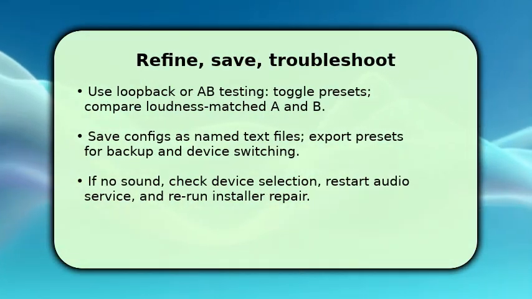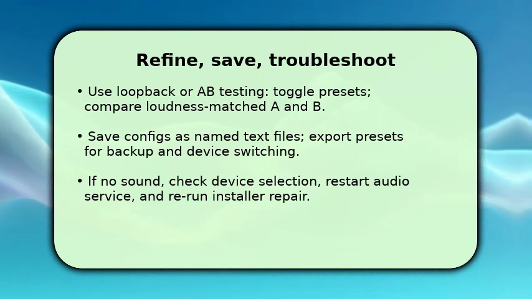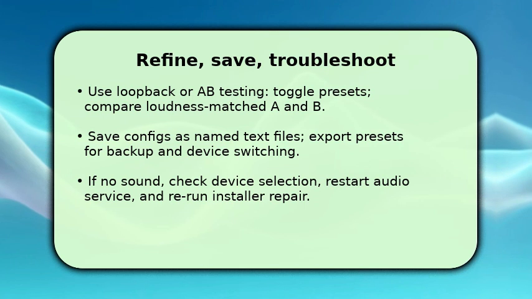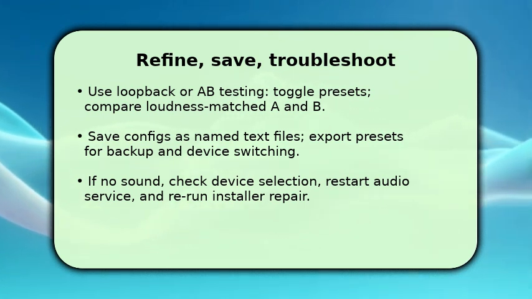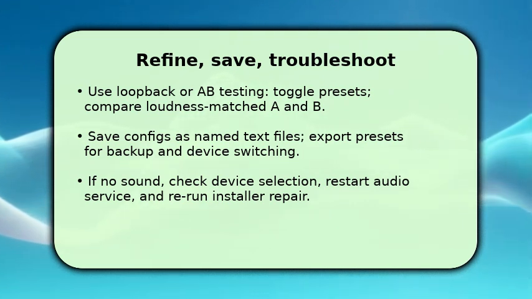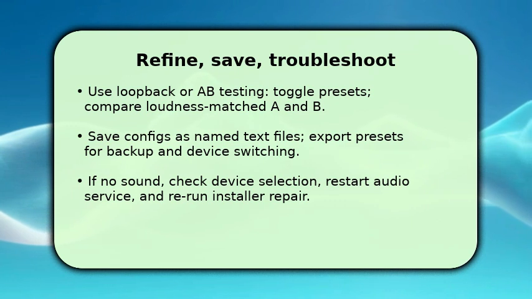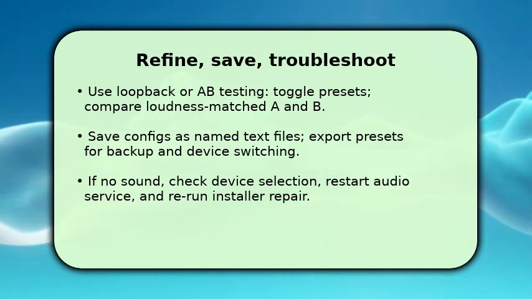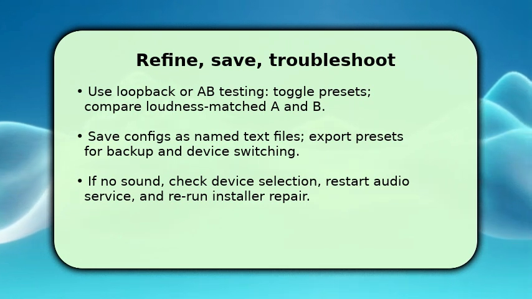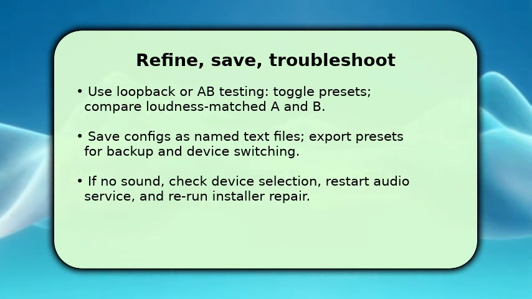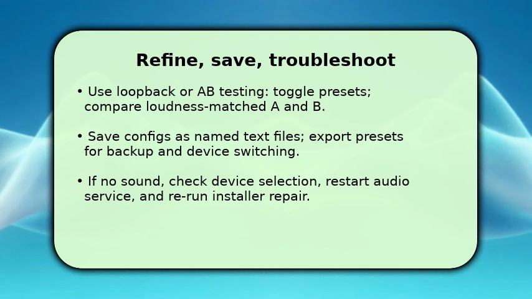First, perform A/B tests with matched loudness so you judge tonal changes rather than volume differences. Switch presets quickly to identify improvements. Once satisfied, save the configuration under a clear name and export the file so you can reuse it on other systems. If audio disappears or APO appears inactive, make sure the correct device is selected, restart the Windows audio service or log out, and rerun the installer repair option. That fixes most routing issues.